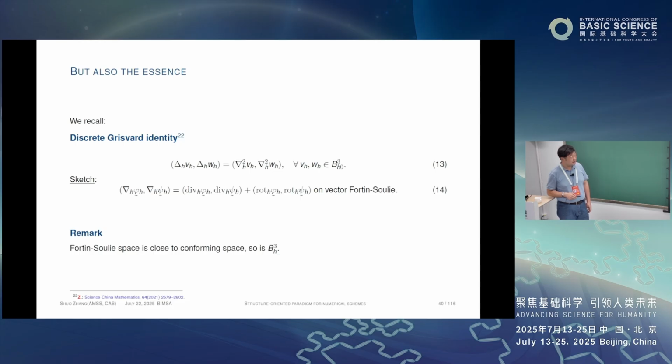That is to say, the gradient of B3 is contained in Fortin-Soulie, so B3 itself is not far from H2. So this complex is not only a theoretical tool, but also something of essence. That's what I want to say.